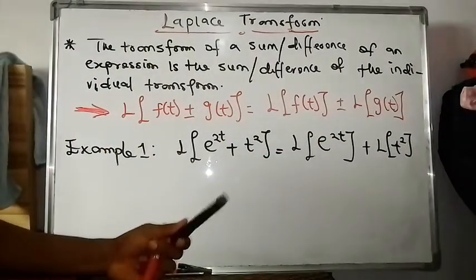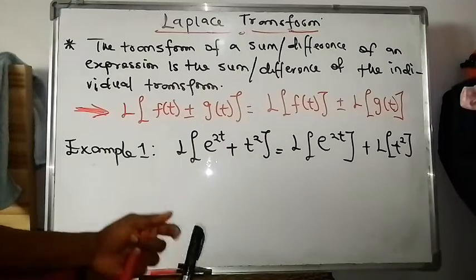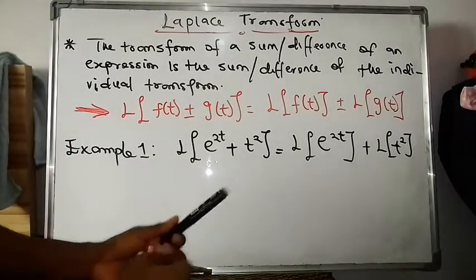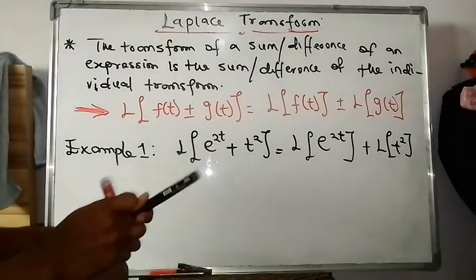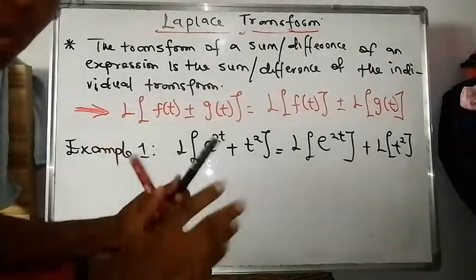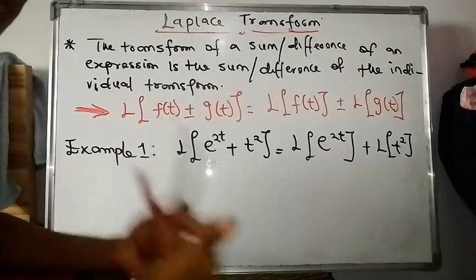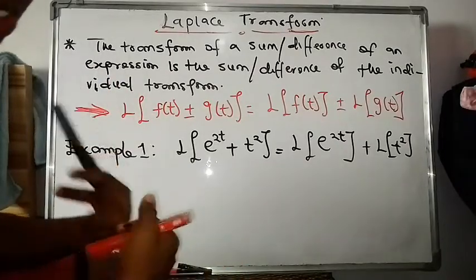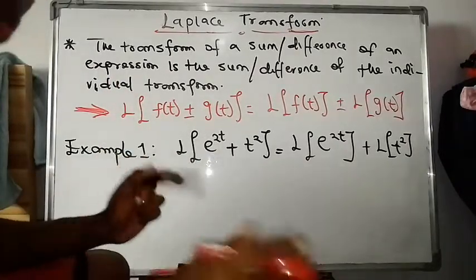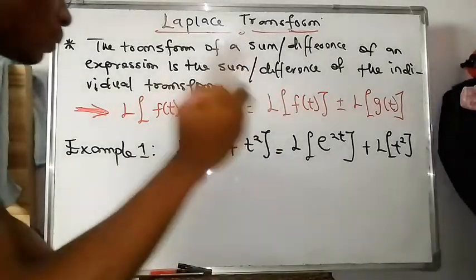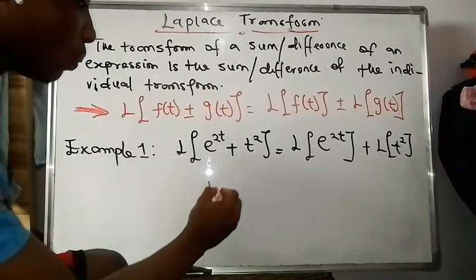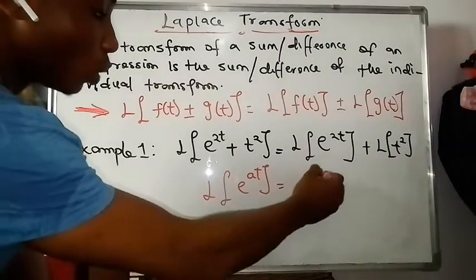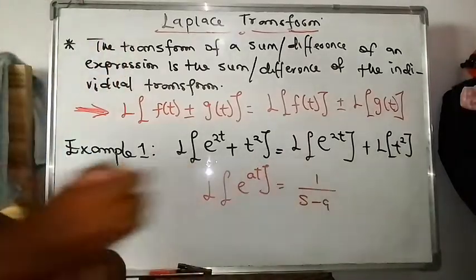Now if you can remember, based on our last videos, we derived some basic solutions to Laplace expressions. This is where those derivations come in handy. I believe you have noted down some of the derivations, because without them you can't solve any Laplace problems. So based on our last video, we derived that the Laplace of exponential at is equal to what? 1 divided by s minus a, right?